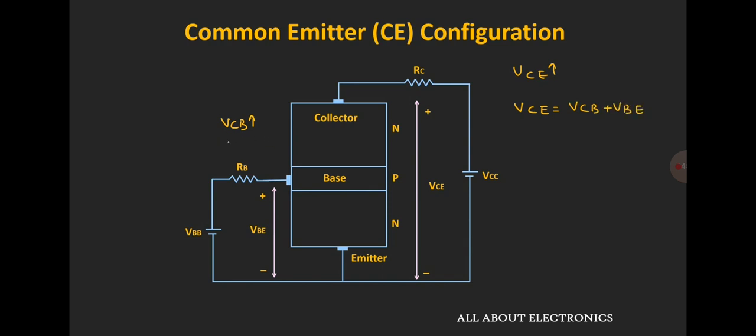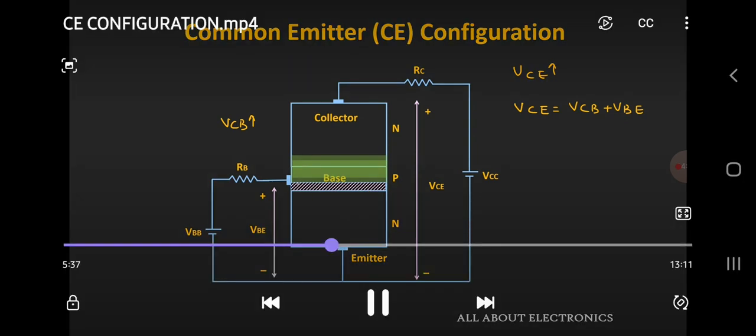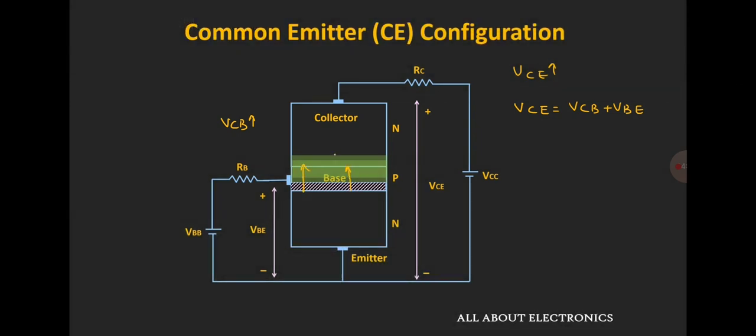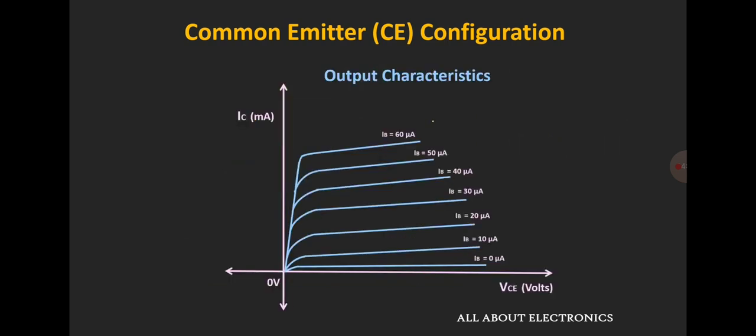That means as the value of VCB increases, the width of the depletion region will also increase. And due to that, the effective base width will reduce. And as the effective base width reduces, the probability of recombination in this base region will also reduce. And due to that, more and more electrons are able to cross this base junction. So we can say that as the value of Vc increases, the collector current IC also increases.